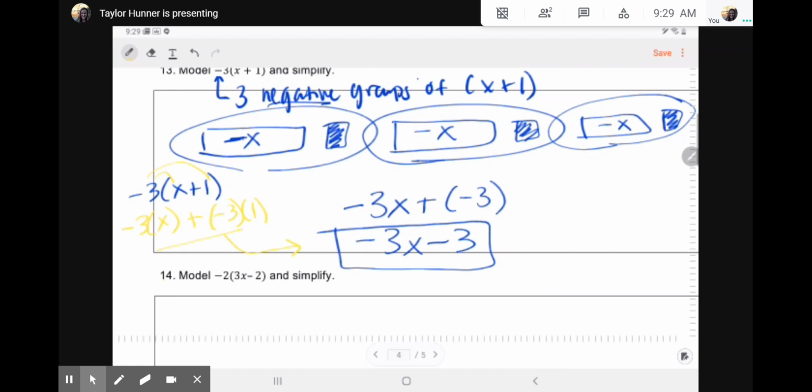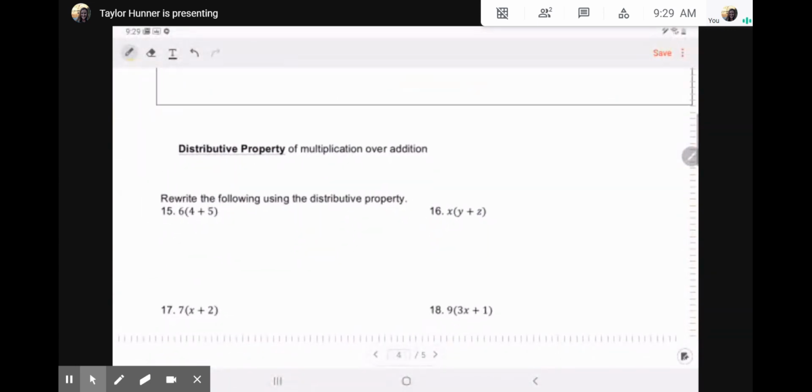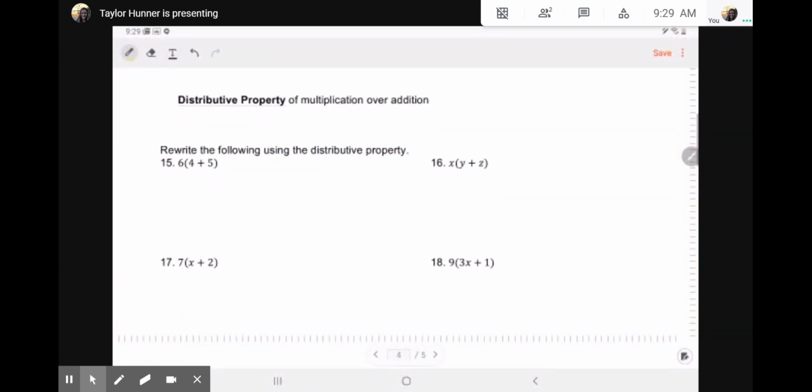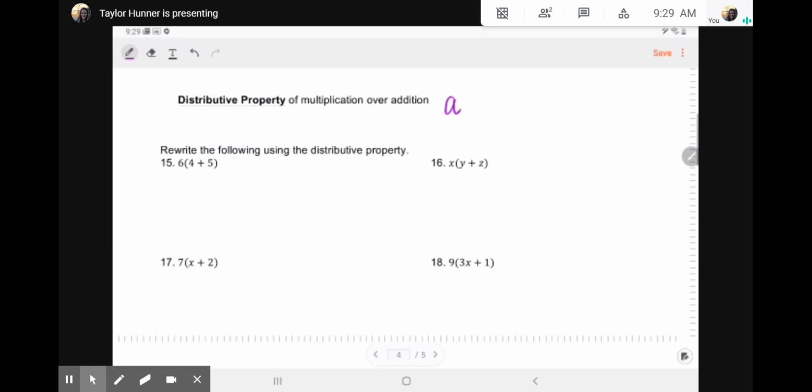Okay, we're going to go ahead and skip number 14 and get down to the distributive property of multiplication over addition. So this is what I've kind of been introducing you to throughout this lesson. The distributive property says that if I have a number, we're just going to say the number is a, and I'm multiplying it.